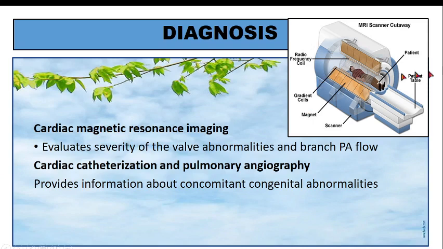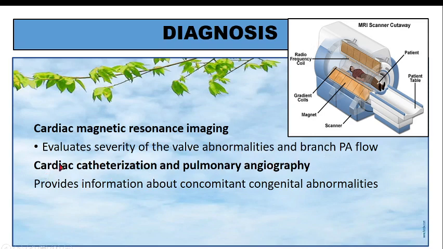Okay, next is cardiac MRI. With the MRI machine, you can evaluate the severity of valve abnormalities and branch pulmonary outflow. What is the benefit of doing an MRI? You can find out whether the pulmonary valve stenosis is severe, and you can also check the branches. The pulmonary artery divides into two, one goes to the right lung and one goes to the left lung, so cardiac MRI can also see the branch supply of the pulmonary artery.